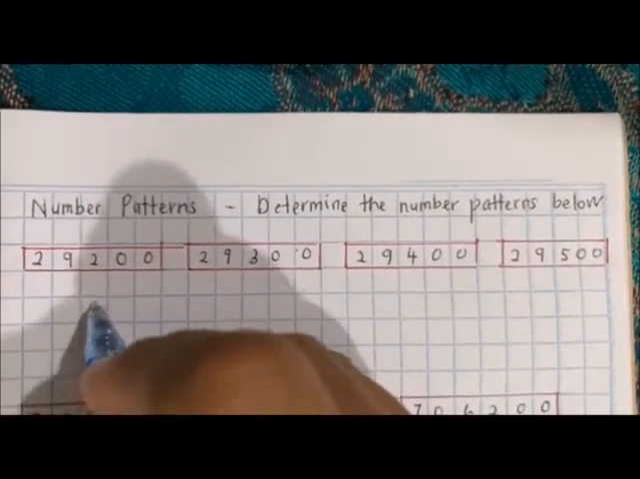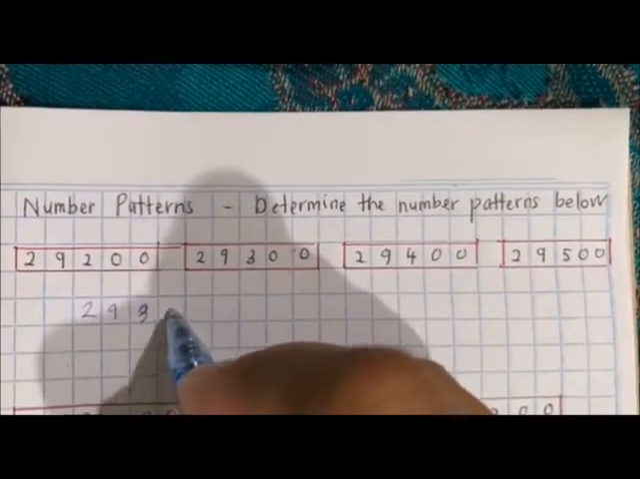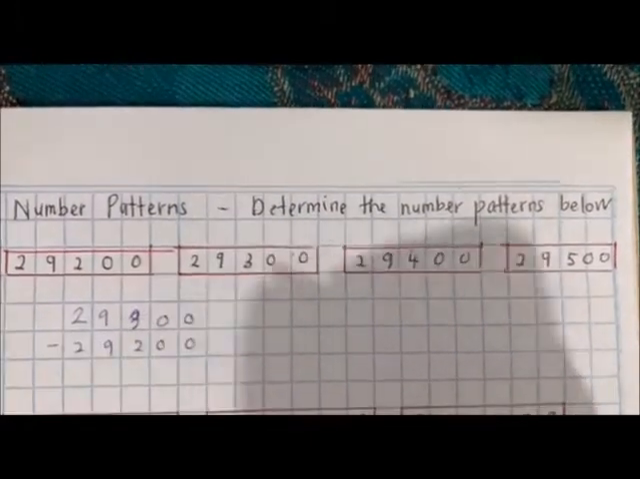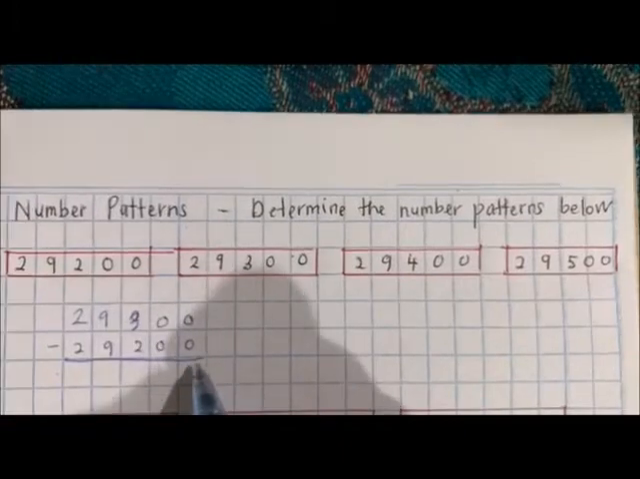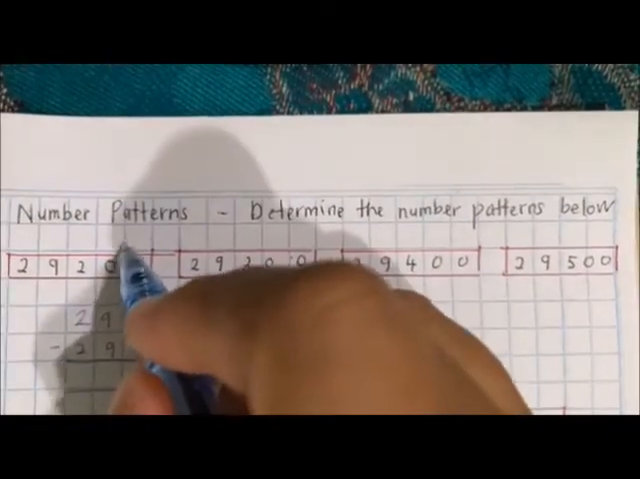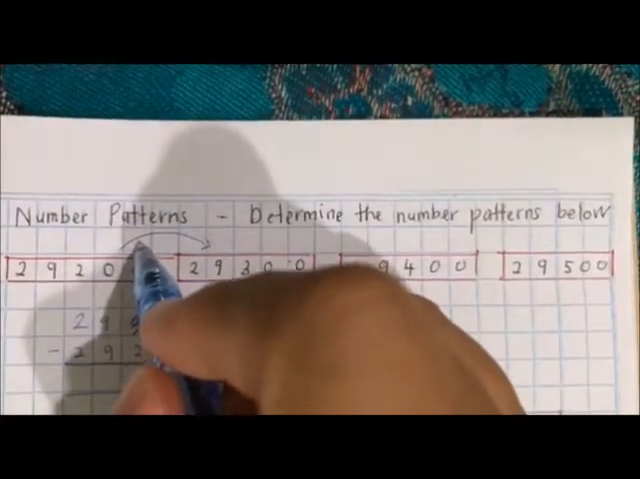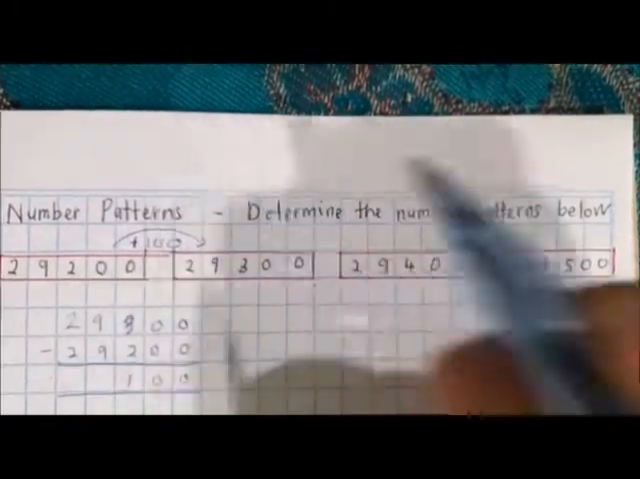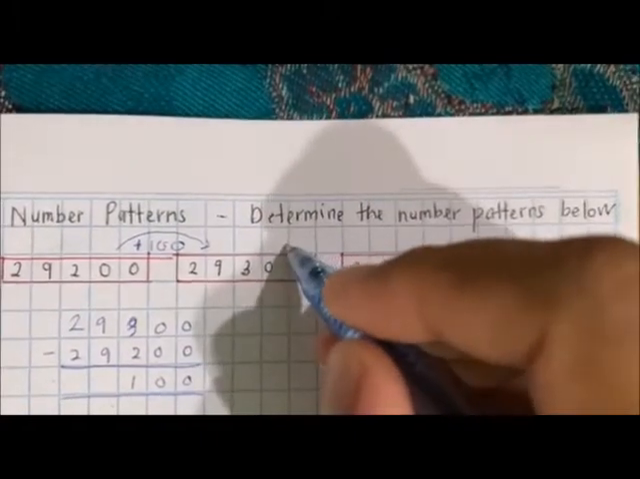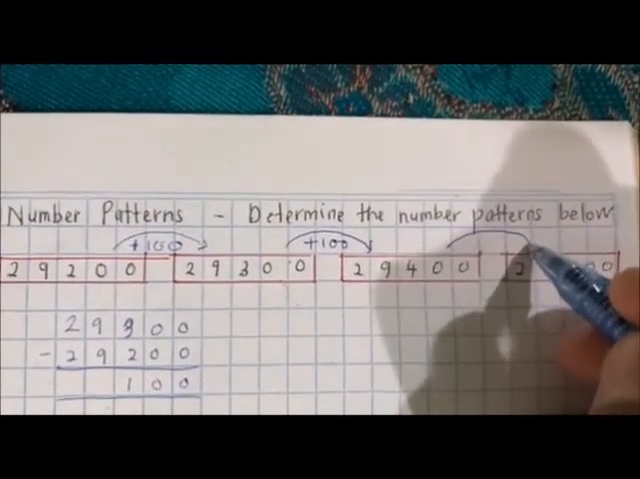29,300 you minus with 29,200. What answer do you get? You get 100. When you look at this one, the first number to the second number, the difference is 100. You need to plus, right? Same also, the second number to the third number, the difference is also 100.